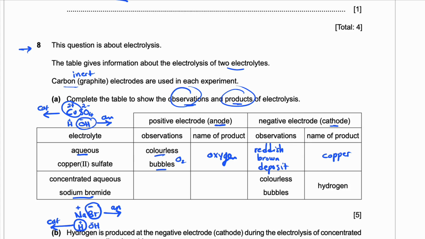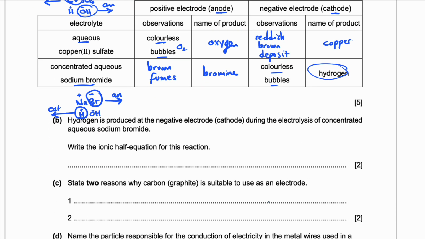So hydrogen is going to get discharged at the cathode because it's a cation. Once again, at the anode, bromine gas gets discharged, and it discharges in the form of a brown gas or brown fumes. So here we have brown fumes. And hydrogen, as we said before, is going to be at the cathode as colorless bubbles because hydrogen is colorless. The next question, B.